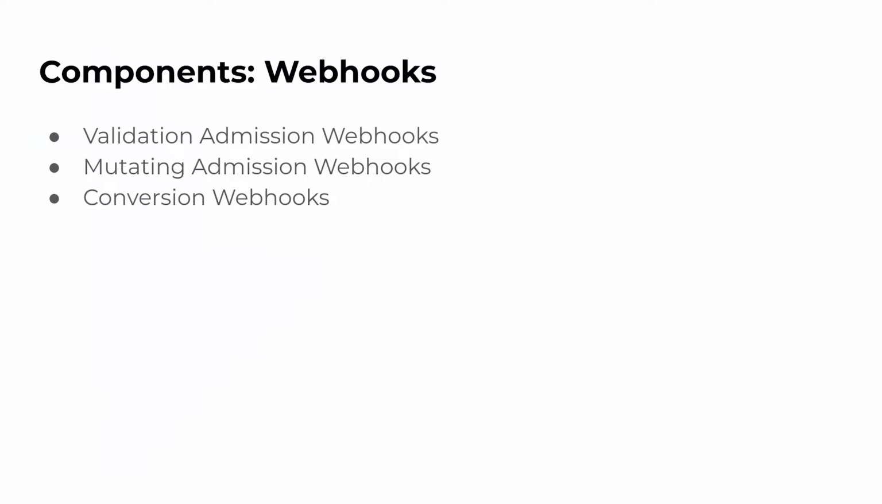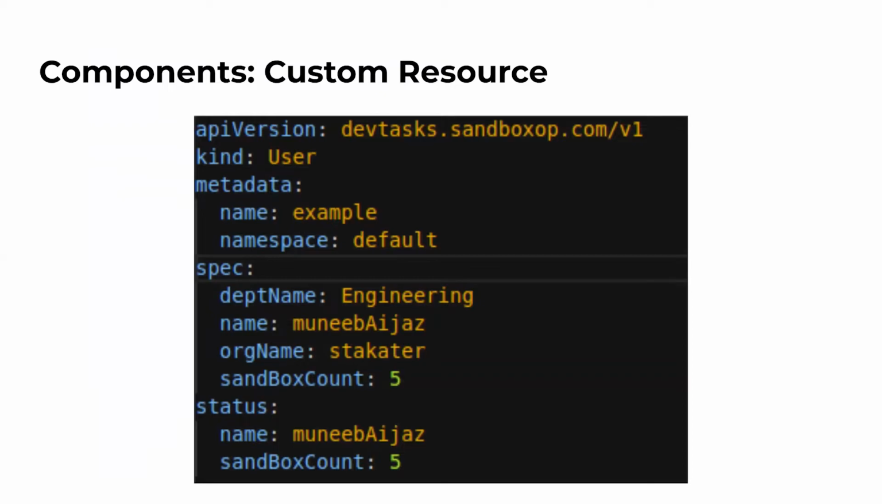Basically, conversion webhooks are used when you want to upgrade your operator's custom resource. For example, in this case, we have the user custom resource, and I want to upgrade the sandbox count field to something like sandboxes. What I would do is write a conversion webhook. First of all, I would create a new custom resource, which would have all the same details in the API and kind, but the version would change. In this case, I would add something like v2alpha1. Then in this new custom resource, I would change this field sandbox count to sandboxes. And to make sure that all the people using the old custom resource can upgrade to the new one without any issues, I would write a conversion webhook which would just convert the sandbox count field to sandboxes and fill in the details of that field.